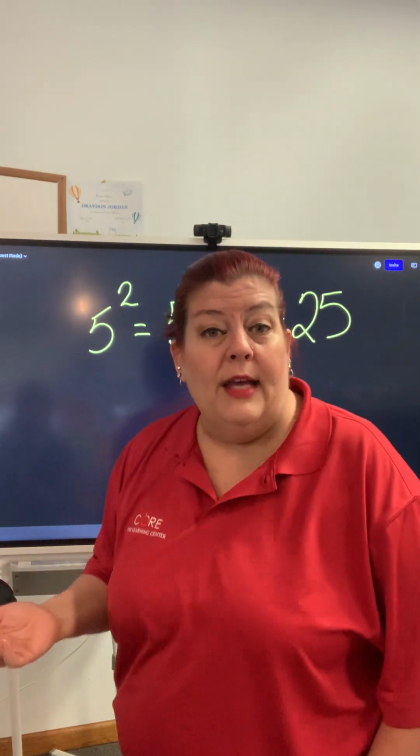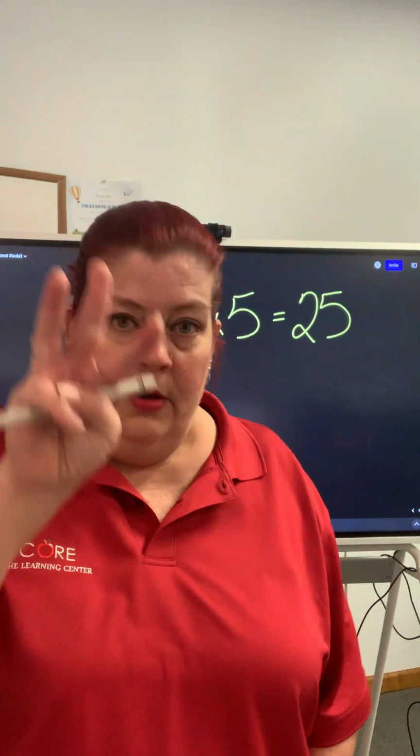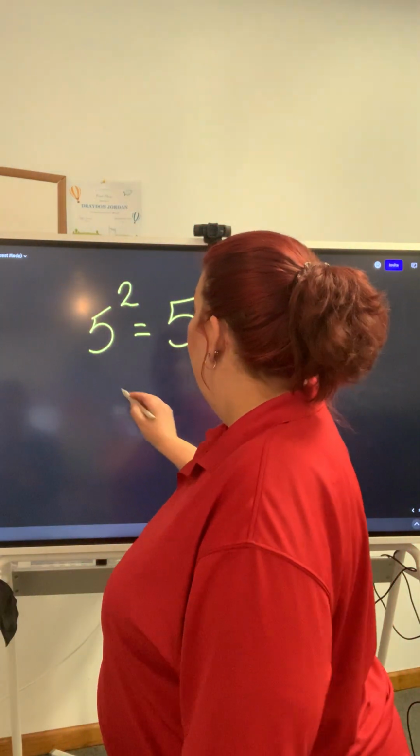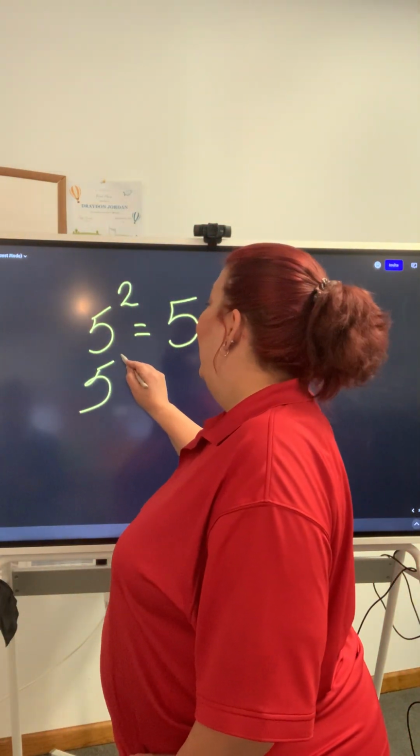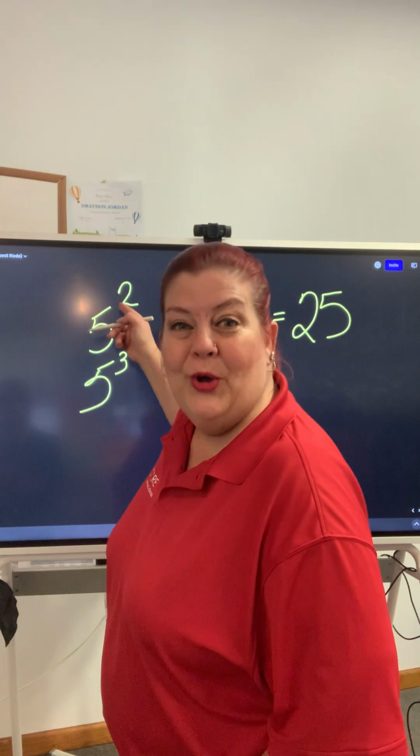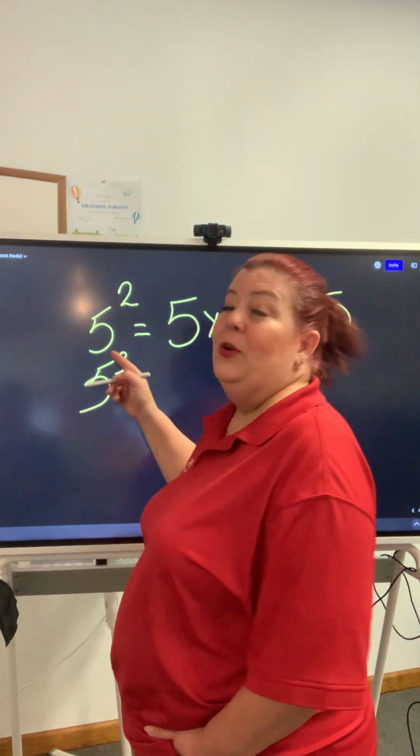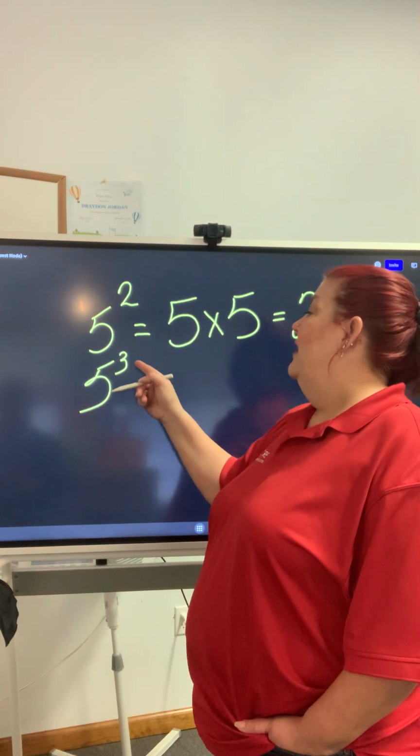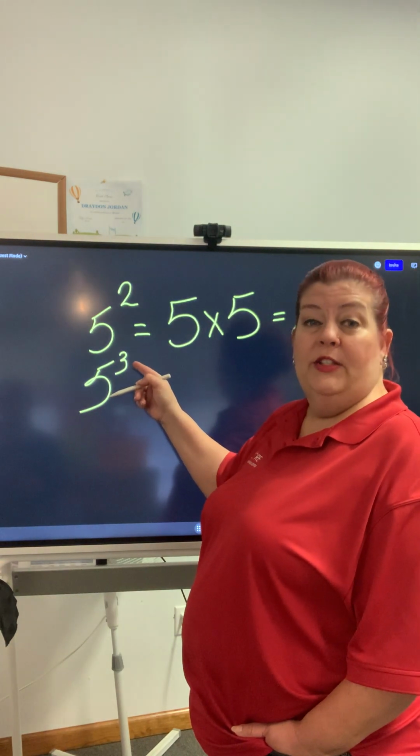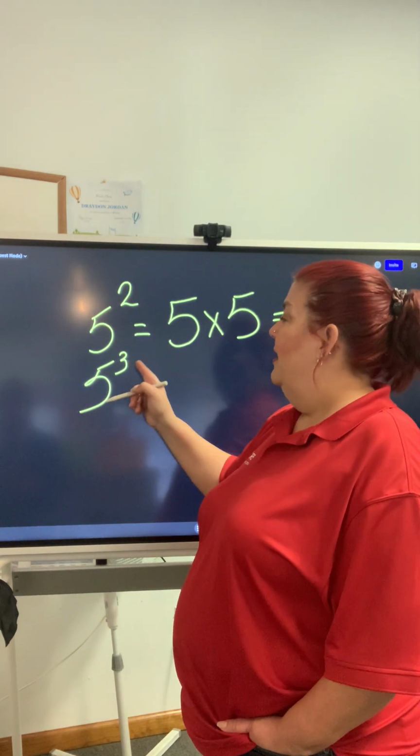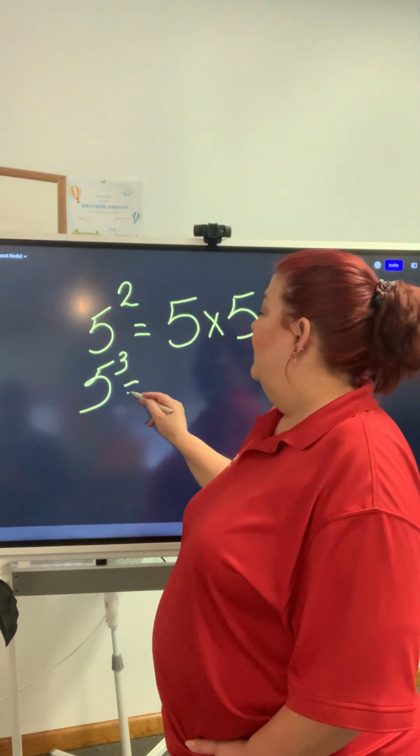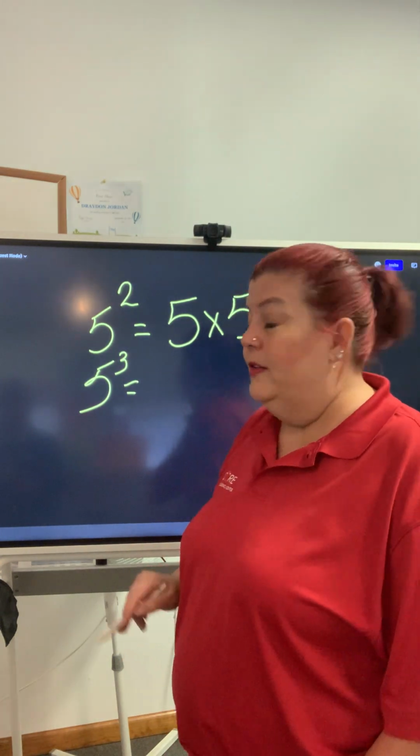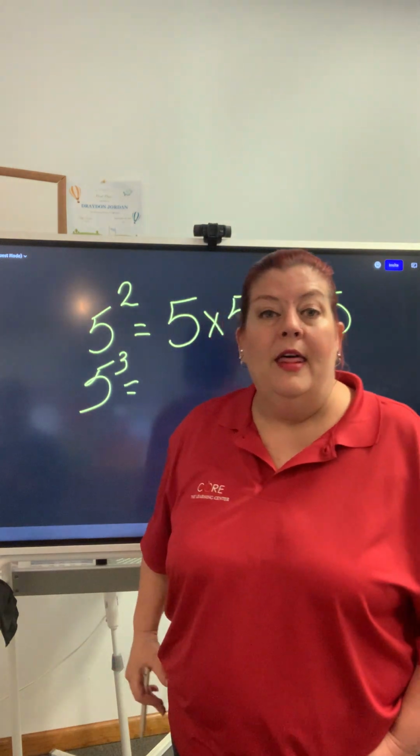So let's say, for example, that we had exponent 3. So that would be 5. And when it's 2, we call it squared. We could also say elevated to the second power, or we can say 5 cubed when it's 3. So 2 is squared, 3 is cubed, or it's elevated to the third power. So what do you think that 5 elevated to the third power is?